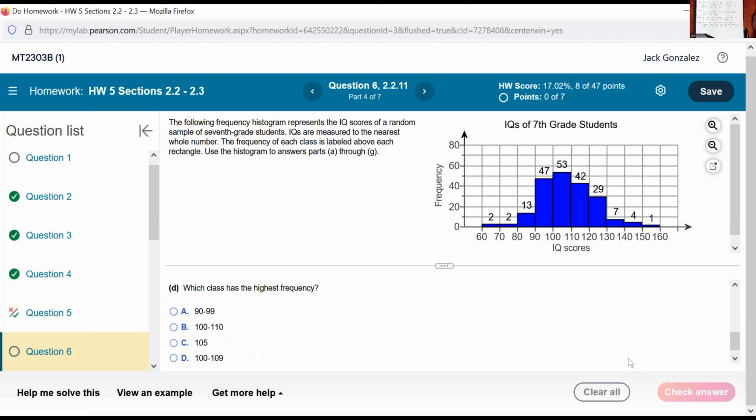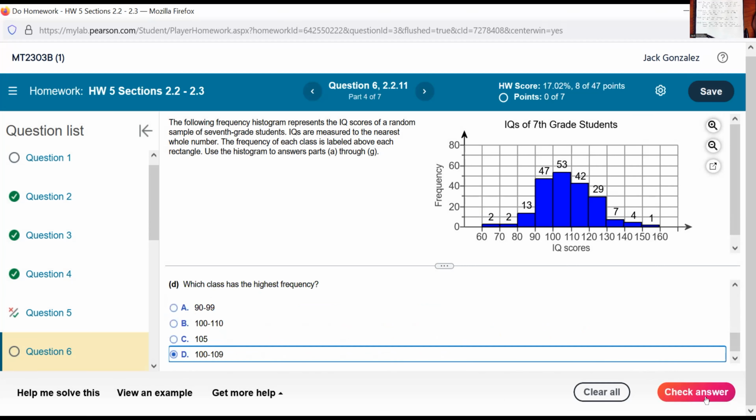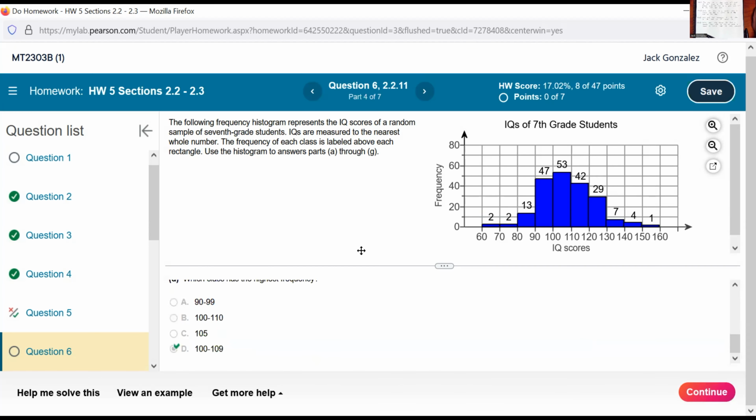Which one has the highest frequency? Yeah, looks like. Let's see. Yep. And in terms of frequencies, the highest one tends to be your average. Okay. When you have frequency distributions, the highest category will be the average. That's what we're saying. The average IQ is around 100 or so.